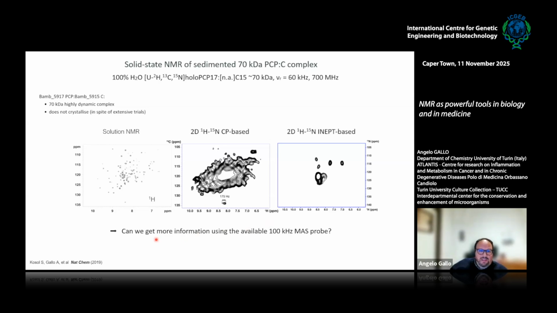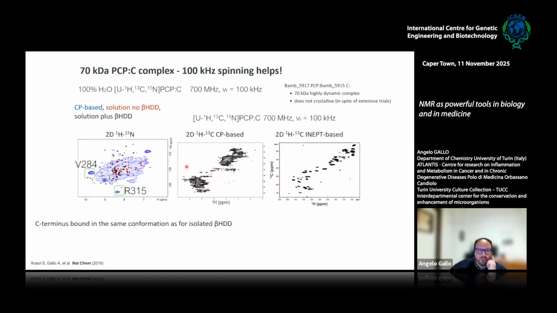The main question we had at this point was, can we get more information spinning faster? Obviously, the answer was yes. The quality of the spectra improved. It's not yet the most beautiful one. You can see the 1H-15N correlation. You can start to see the splittings. You can see the interaction.